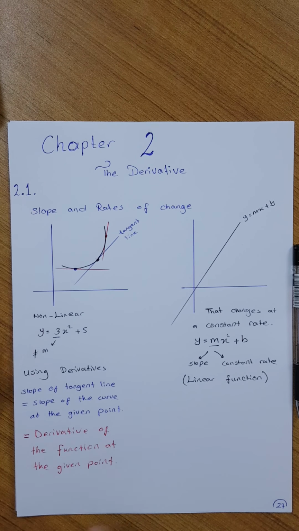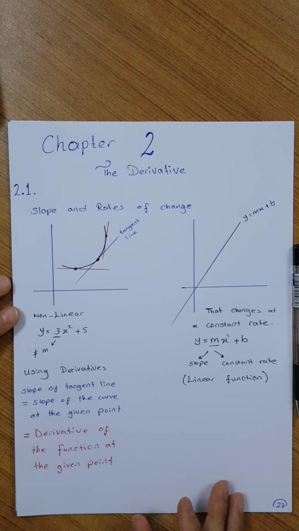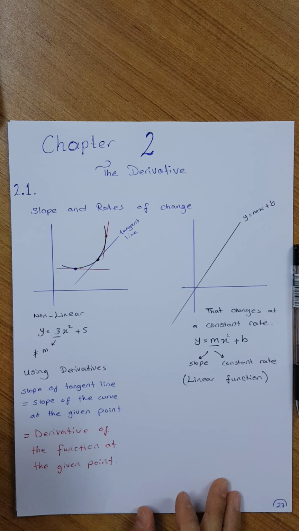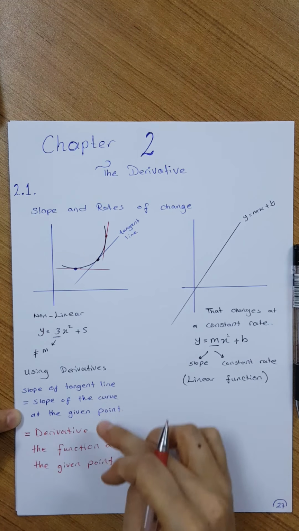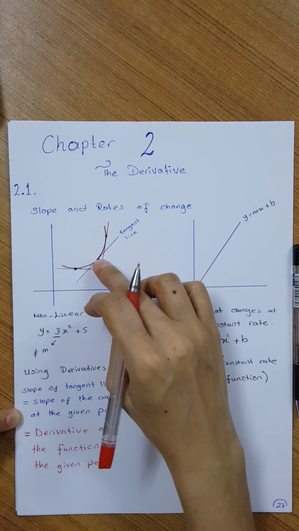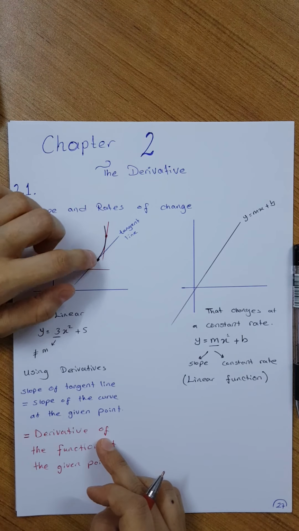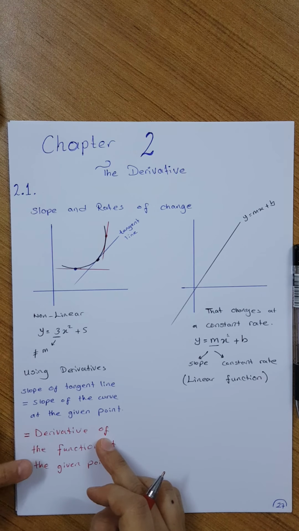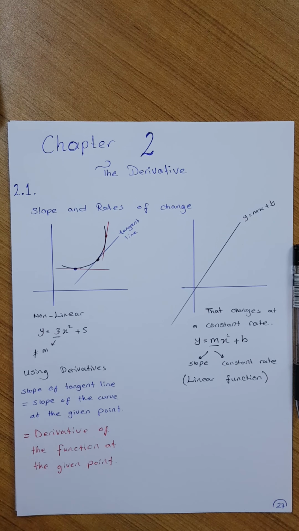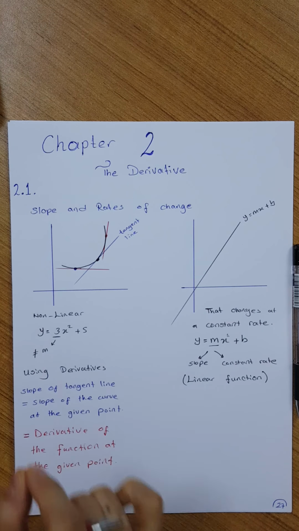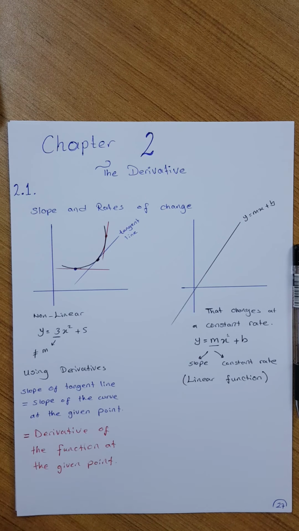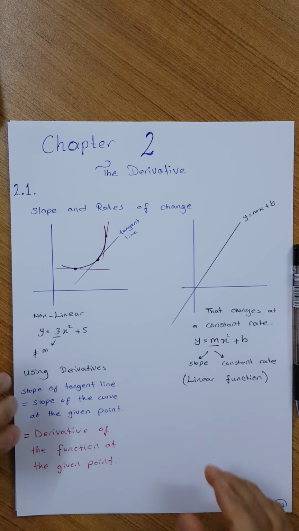Okay, so far what do we know? We know that we are using derivatives for finding slope. Okay, slope of the tangent line is equal to slope of the curve at that given point. And how do we find that slope? Using the derivative of the function at that given point. That means we are finding the derivative of the function. We are putting the given point that's required from us into the derivative, and that will give us the slope of that function at that given point.